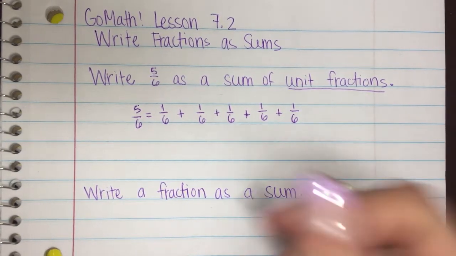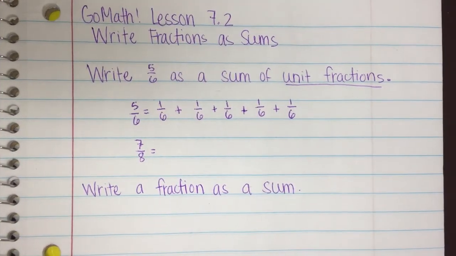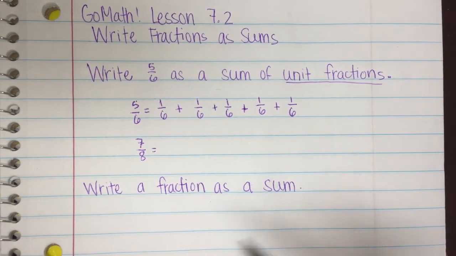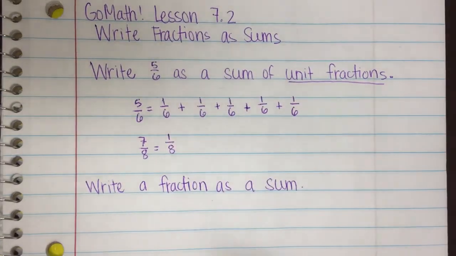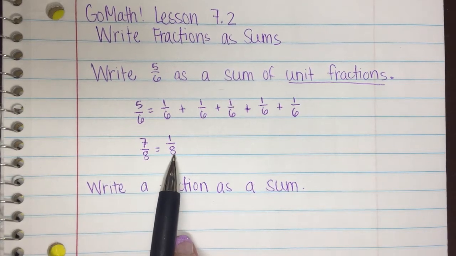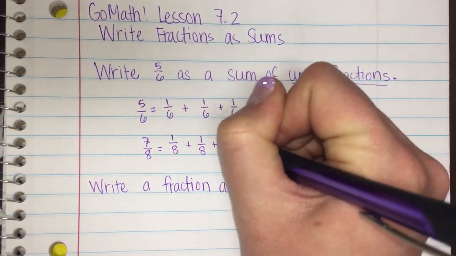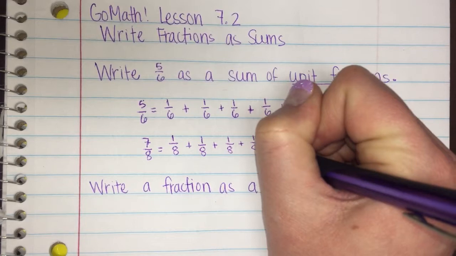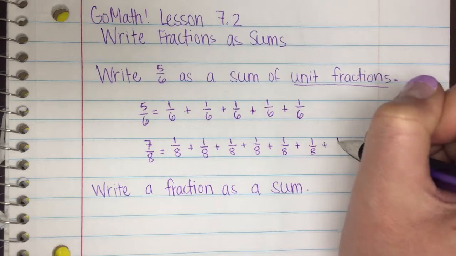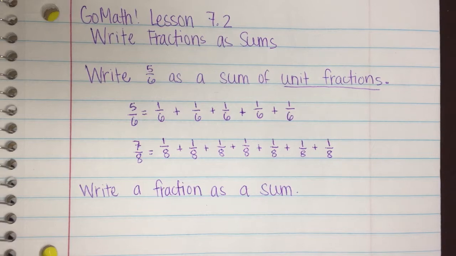So let's pretend I was going to do 7/8. Well, my unit fraction in this case is not going to be 1/6 now because my denominator is now eighths. So I'm going to use 1/8 as my unit fraction. And I'm not going to make 5 of them because my new numerator is 7. So I'm going to need 7 1/8 fractions. So 1/8 plus another one. Now I'm at 3 of them. This one makes 4, 5, 6, and 7. So that is how we write a fraction as a sum of unit fractions.